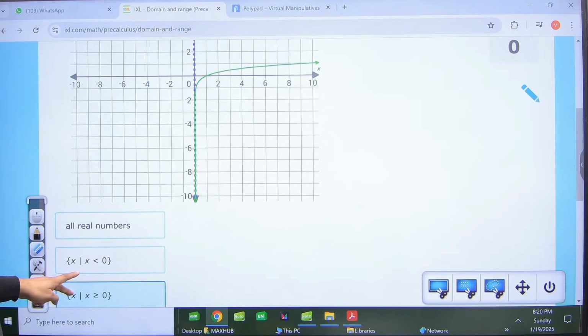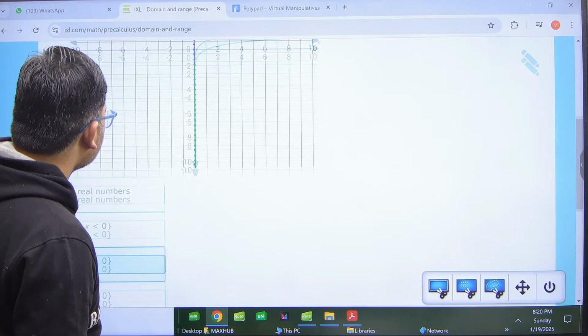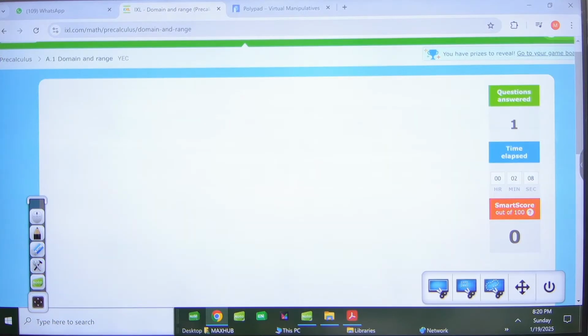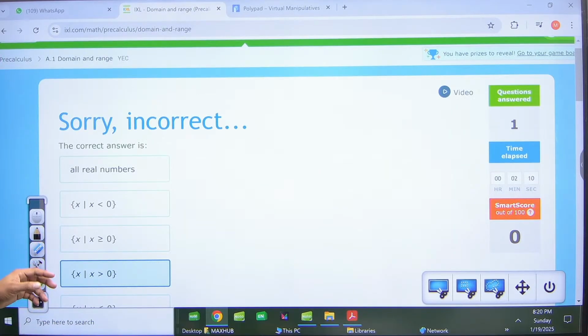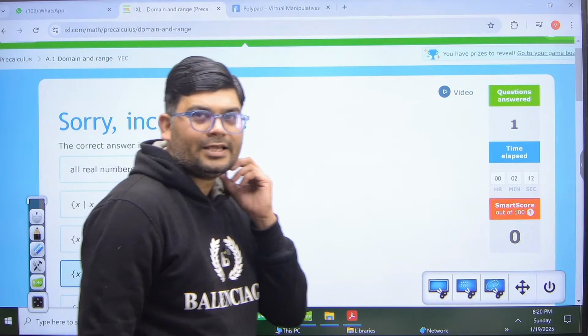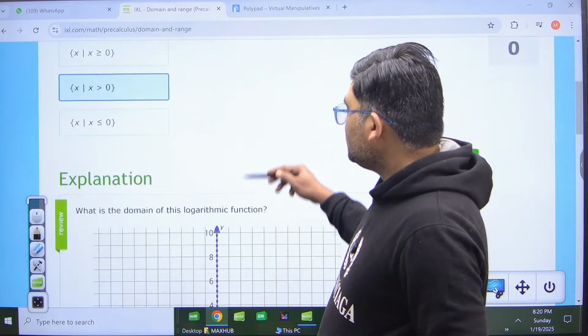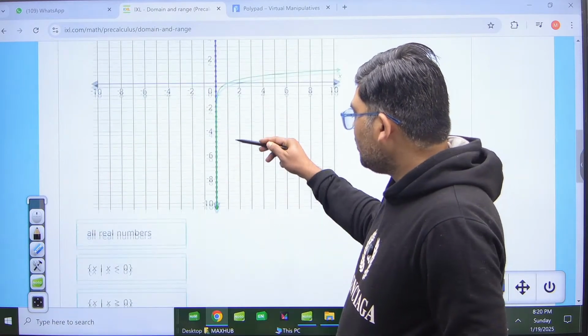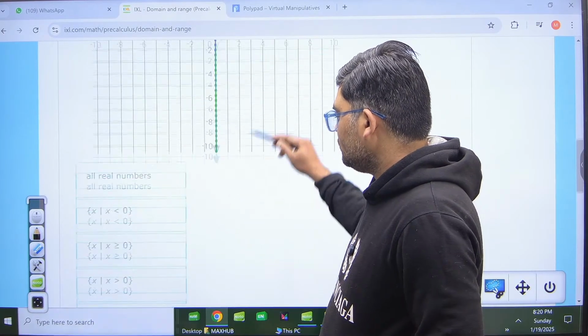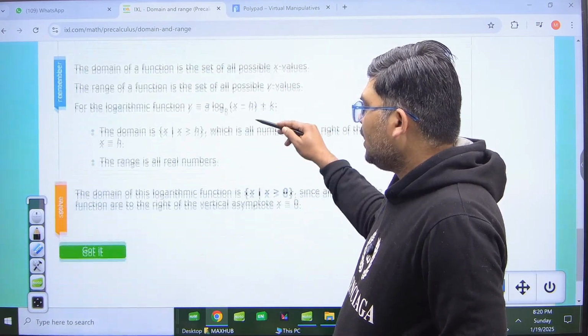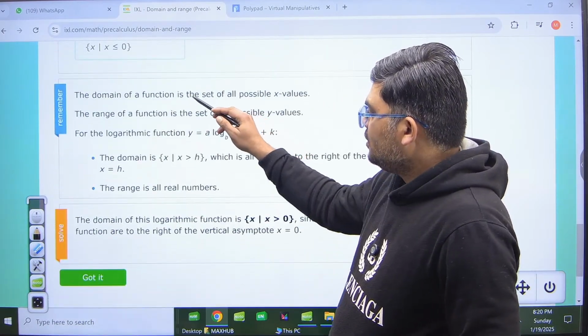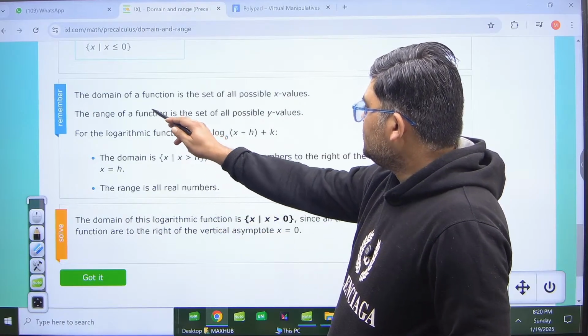Okay, it is incorrect. I thought so initially. It does not exist for x is equal to 0. Logarithm is not defined for x is equal to 0. It will be given here. So that you can write this definition as well.